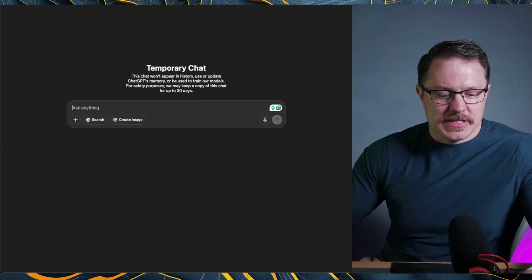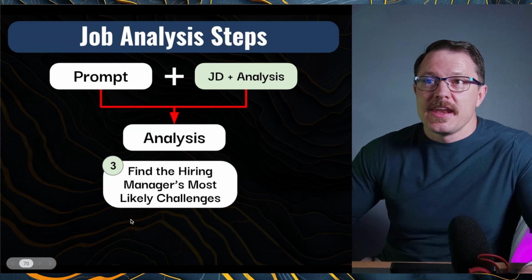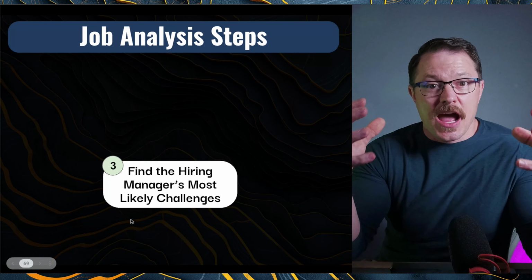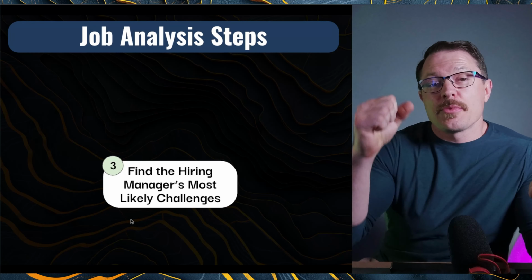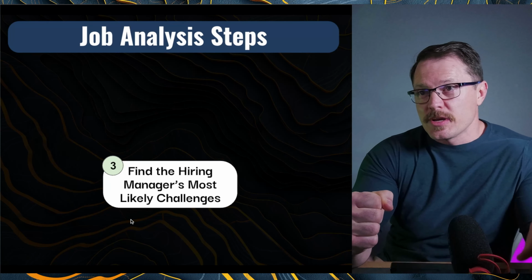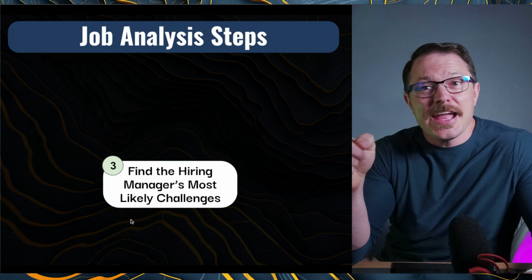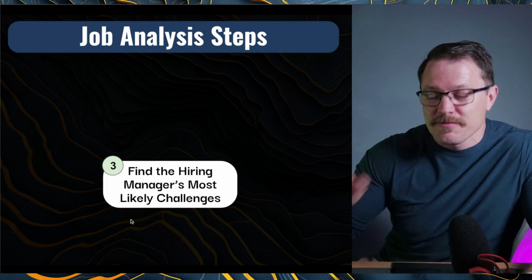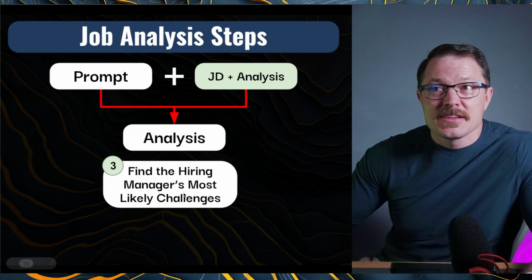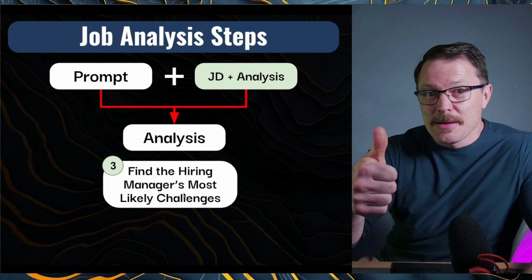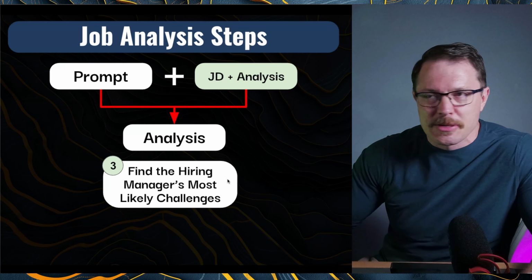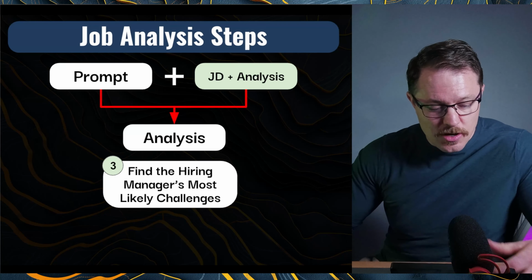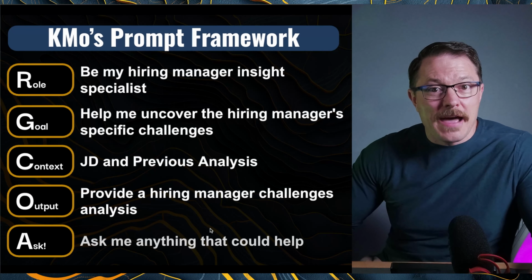So now that we've got that in place, what we're going to do is go back once more to ChatGPT, and we're going to talk about the next step of this process. So now we've got the job description and a detailed analysis of the keywords, and we've got analysis of the company situation. So now we are going to find the hiring manager's most likely challenges for this role. And how are we going to do that? Very simply, we're going to take a prompt, we're going to add the job description and the analysis and the company research that we just did, though I didn't put that picture up here, and we're going to run with that. So let's take a look at what that prompt is going to look like.